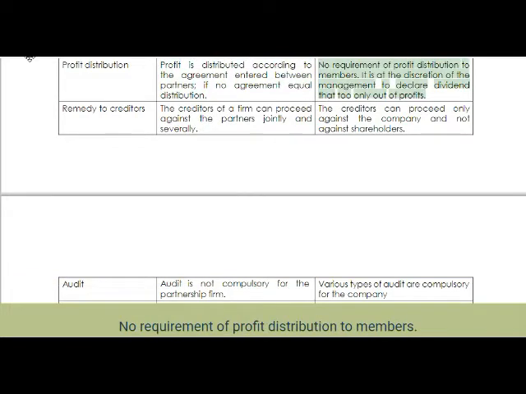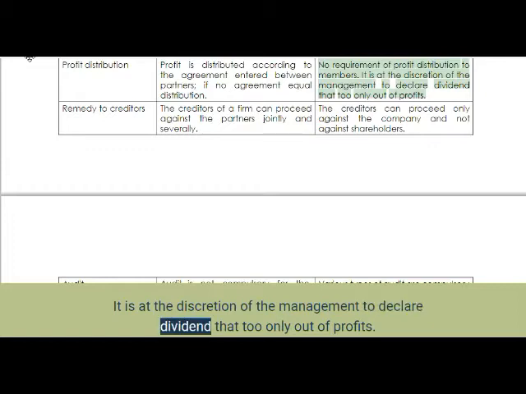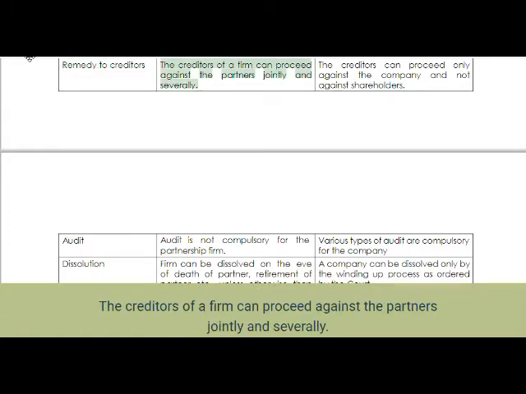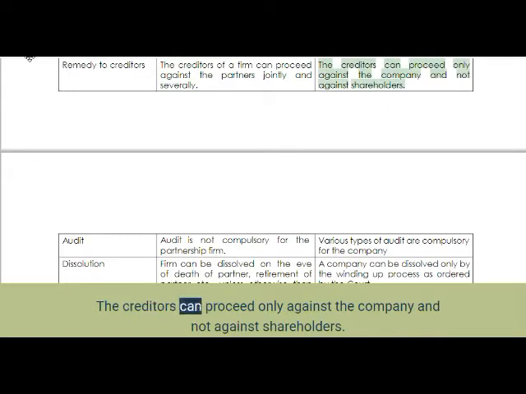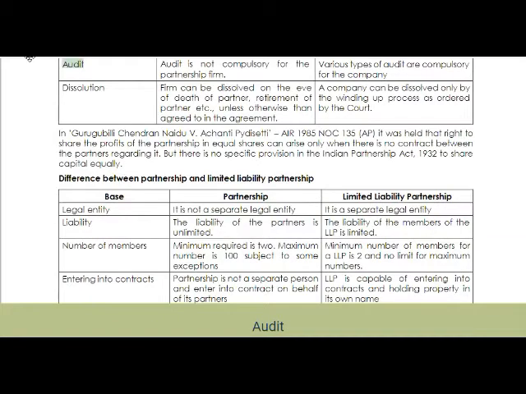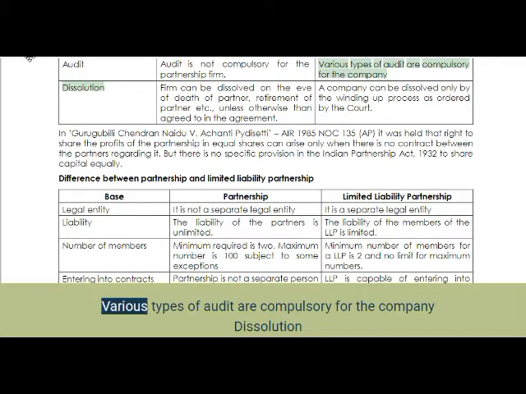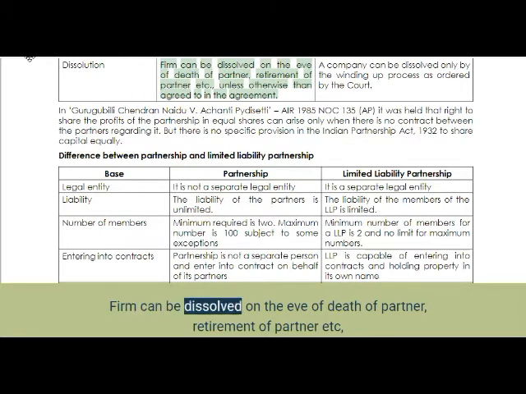Transfer of shares: a partner cannot transfer his share without the consent of the members. Transfer of shares in a public limited company is not restricted. Management: the firm can be run by all or any of the partners. The board of directors has the responsibility to run the management. The relationship with partners is that of agency. No such relationship in the company. Profit distribution: profit is distributed according to the agreement entered between partners, if no agreement, equal distribution. No requirement of profit distribution to members. It is at the discretion of the management to declare dividend, that too only out of profits.